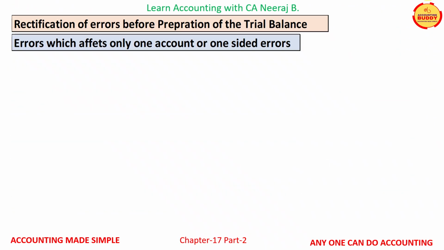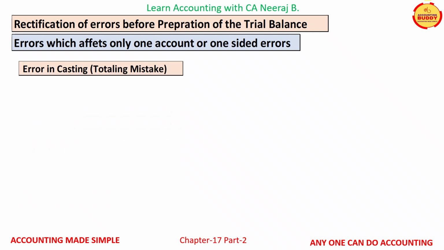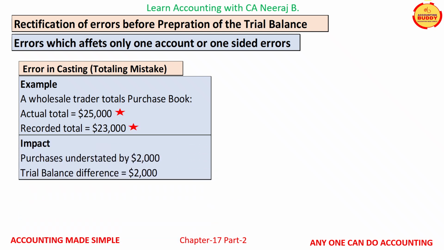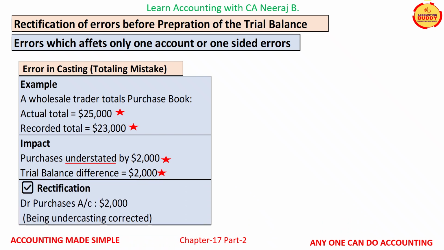Another type of error is error of casting, which means totaling mistake. For example, a wholesale trader totals its purchase book and the correct total balance of $25,000 is wrongly recorded as $23,000. The impact of this error is that purchases are understated by $2,000 and therefore there will be a difference of $2,000 in the trial balance. This error is rectified by debiting purchase account for $2,000 and writing the narration: being purchases under casting now corrected.